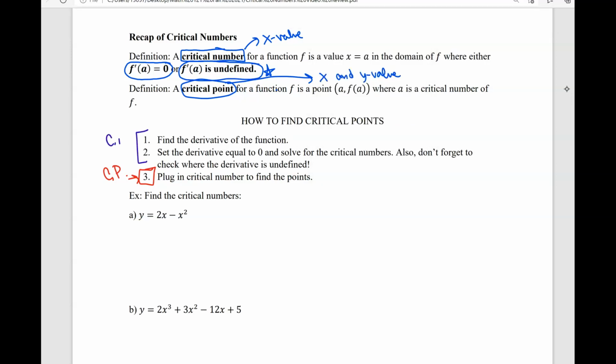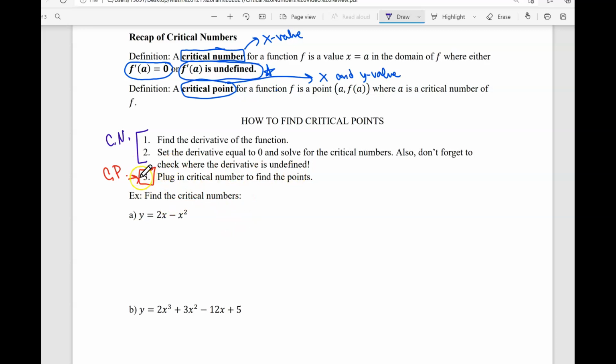Now, I'm going to make a separate video on critical numbers, but with asymptotes. That's going to be a little different, and I think that's where the confusion was in class this past week. So let's go ahead and do some examples. Here we're just going to find the critical number, so we're not going to do number 3.